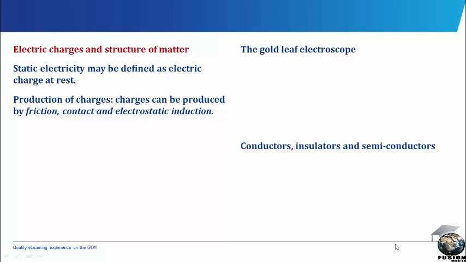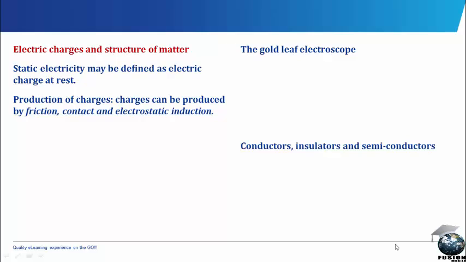Charges can be produced by friction, contact, and electrostatic induction. The gold leaf electroscope. When you hear the word electroscope, it's a device used in measuring small quantities of charges. I would like you to bring out your textbook now and go to the diagram of the gold leaf electroscope.